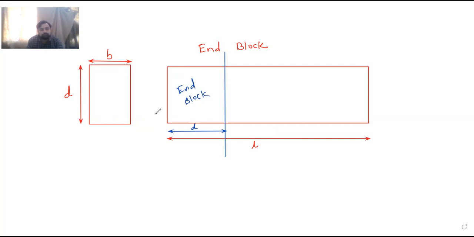Is it clear? B and D are the cross-sectional dimensions of the beam, where D is the depth of the beam and L is the length of the beam. If D is 500 mm, then from this point if we measure 500 mm, that is the length of our end block. That is the end block portion that we need to design separately, because the concentration of the forces at the end block is high. I hope you are clear now what the end block is exactly.